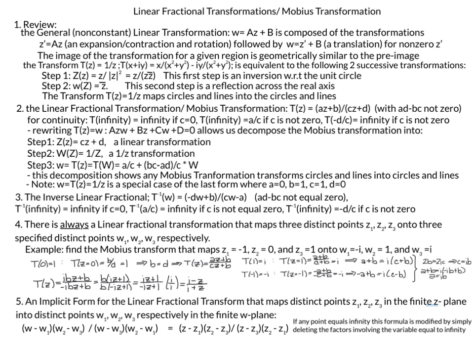The second step, the second composite function, takes a complex number and then takes its complex conjugate. And this second step is a reflection across the real axis. So our transform is a combination of first inverting the unit circle and then reflecting across the real axis. So this transform, we also found, maps circles and lines into circles and lines.